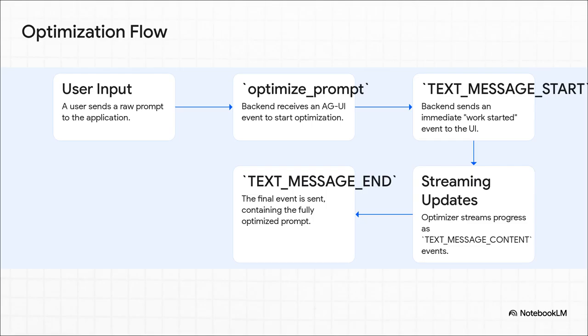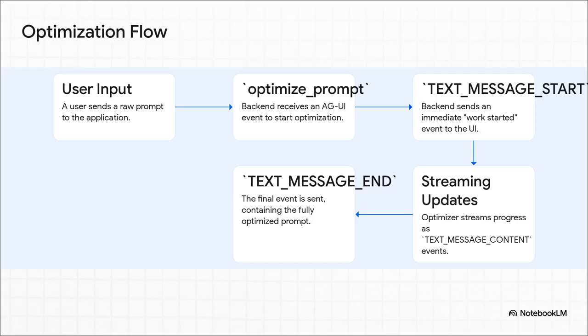First, you, the user, type in a raw prompt. Simple enough. Now, the second that happens, the backend gets an optimize_prompt event. And here is where the AGUI magic kicks in. Immediately, like instantly, the backend fires back a text message start event. That one little message tells the UI, hey, I got your request and I'm on it. No more sitting there wondering if it even went through.